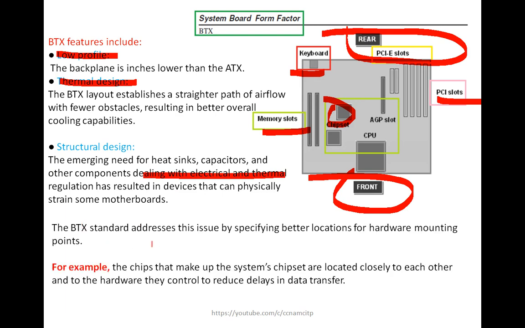The BTX standard addresses the issue of specifying better locations for hardware mounting points. For example, the chips that make up the system's chipset are located close to each other and to the hardware they control to reduce delay in data transfers. So RAM is connected near this chipset, and the CPU is also close, so that communication is faster. They made that kind of change.